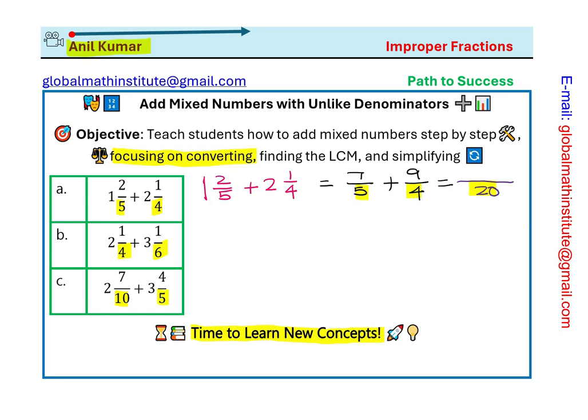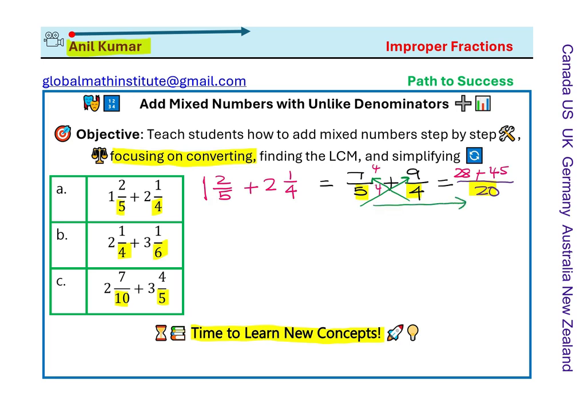Now to make 7 over 5 into 20, we have to multiply by 4, correct? So 4 times 7, 28. And here we have to multiply by 5, which is 45. Makes sense. So basically, what you're seeing is that we are cross multiplying, correct? That is what it is. And the denominator was written as 5 times 4. So that becomes a very neat picture to visualize and follow the steps, right?